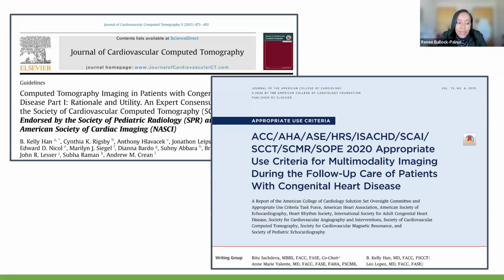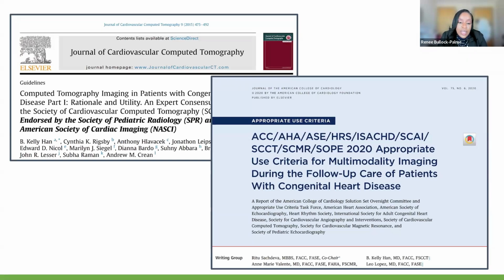The earlier one in the background here was from the original document in 2015 that was published by SCCT by Dr. Kelly Han and colleagues. And it's really a nice article to go through, especially if you're thinking of doing this at your institution or even already doing it, but just want to see what's the best way to protocol your studies and improve the quality of your studies.